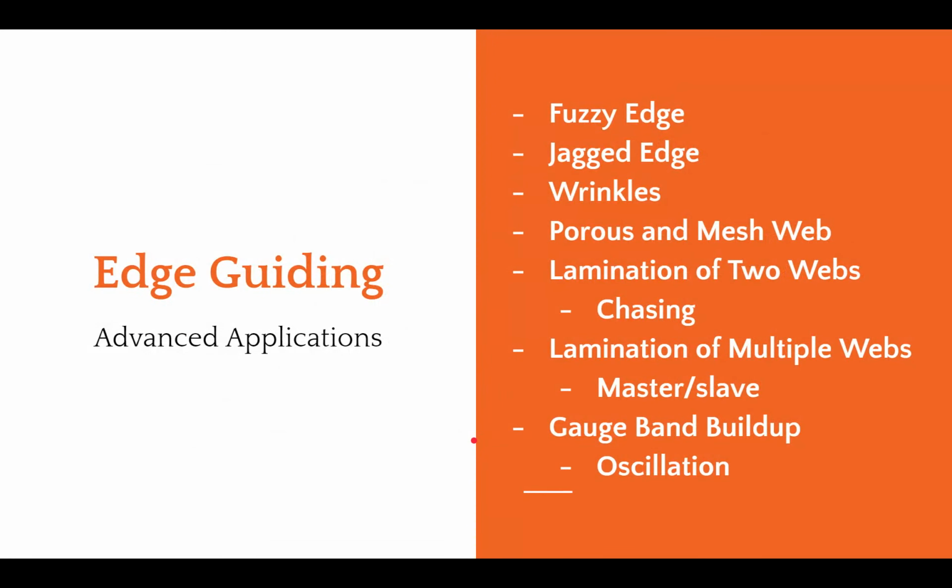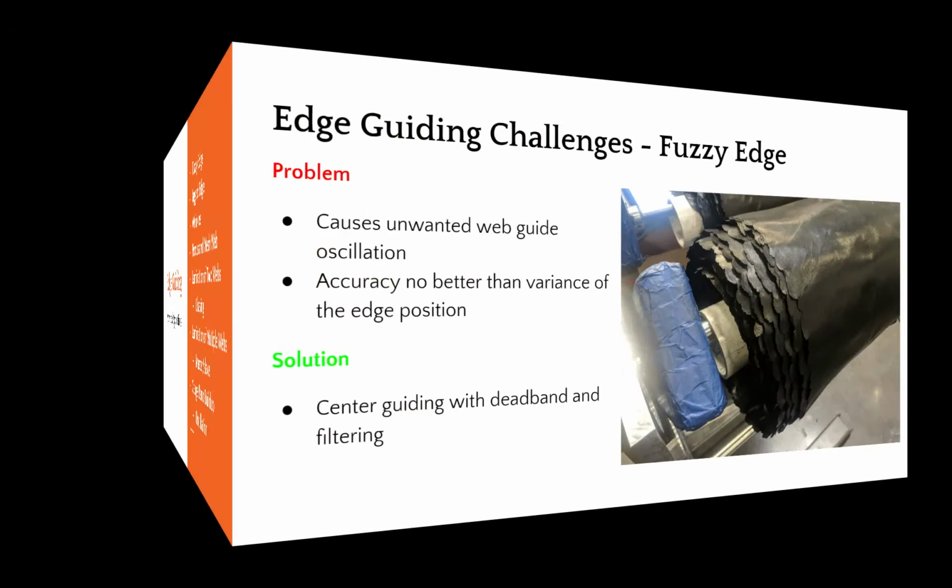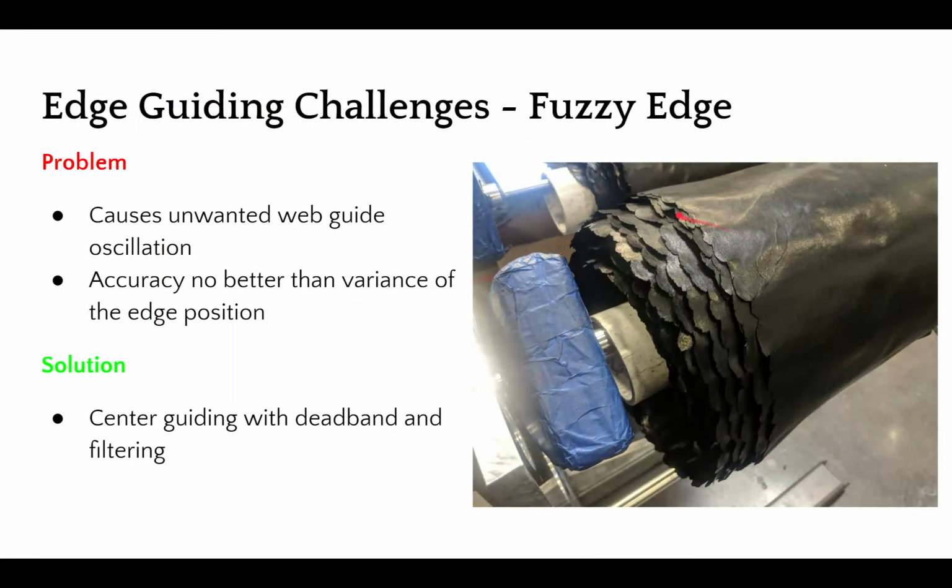Now, in terms of some of the challenging applications or aspects of edge guiding, we'll talk about these few items here one by one. So the first one is a fuzzy edge. You have an edge like this, which is extremely serrated. Maybe it's coming out of some kind of extrusion process or things like that. And you really don't care about getting it within 5,000ths or something like that, but more about, hey, I want to get it in place because I'm going to do an edge trim here.